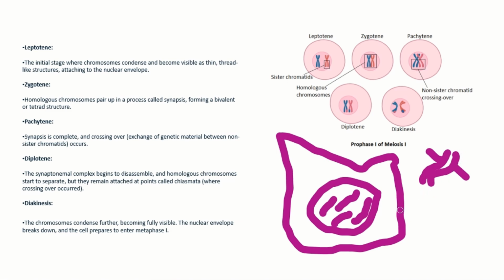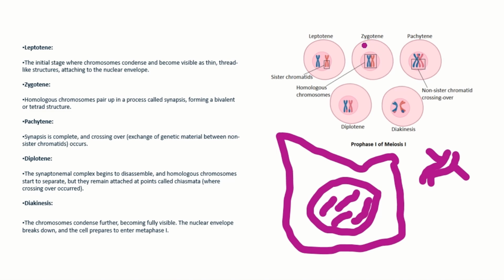So what is happening here? I told you already 23, but for ease of observation and study, we have taken only 2 chromosomes here. So see what is happening at the stage of leptotene: these sister chromatids are coming together. The chromosome is divided into chromatids. These are called sister chromatids.